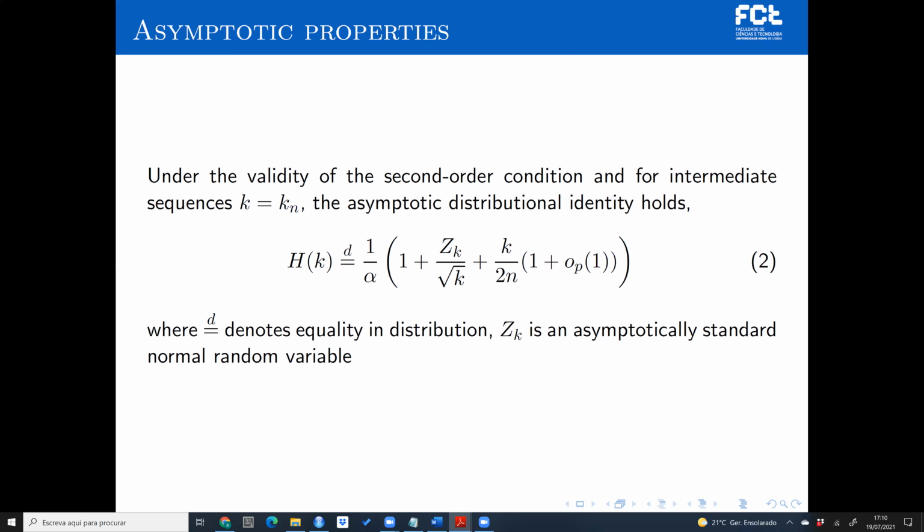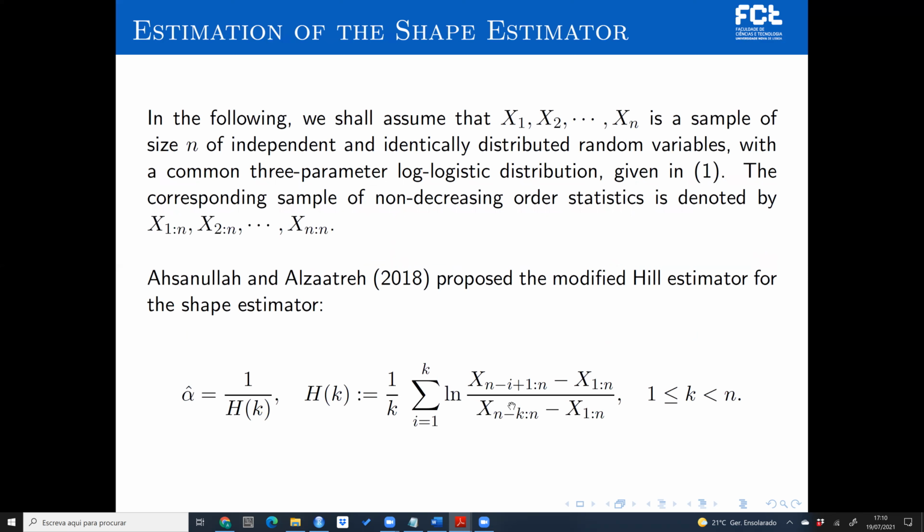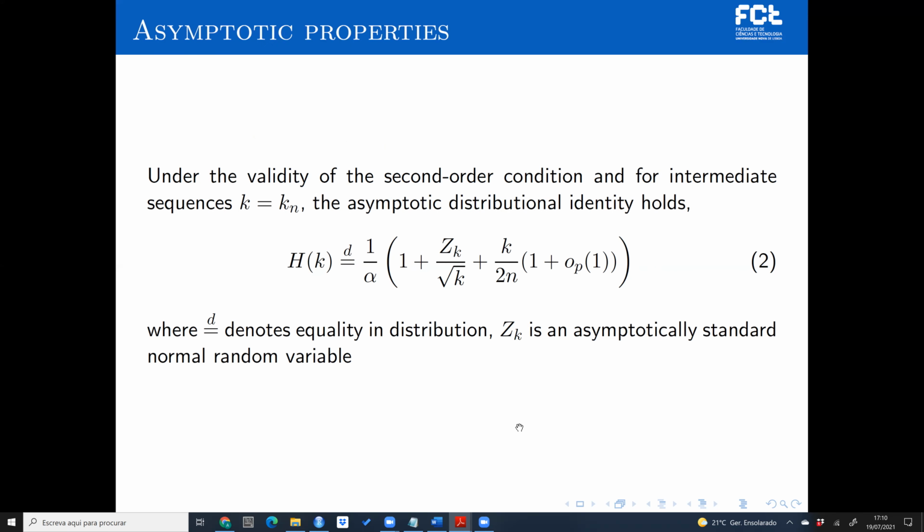The reduction of the bias is another topic that has deserved attention of the research community. So, in order to reduce the bias, we consider a bias corrected version of this estimator, by multiplying it by a function of K.